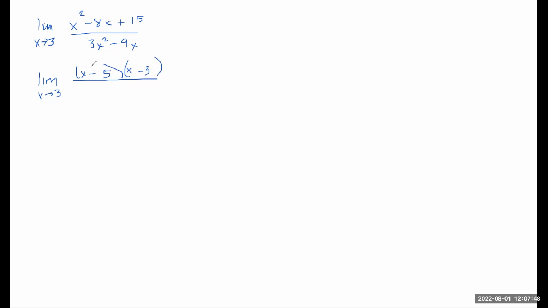The denominator, to factor this quadratic, because that is an x squared, I'm going to factor by using the greatest common factor of 3x, quantity x minus 3.